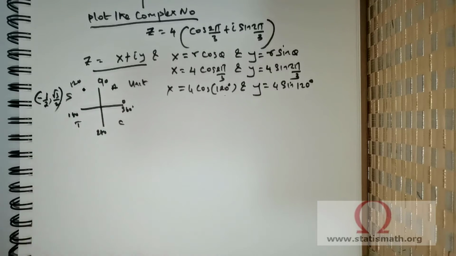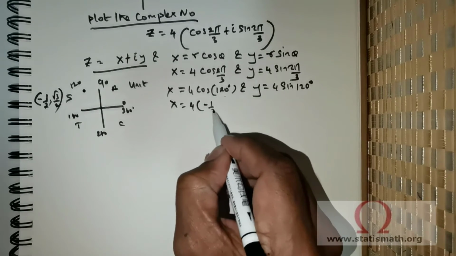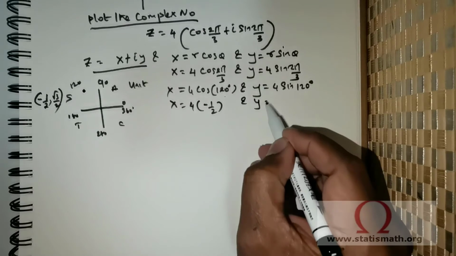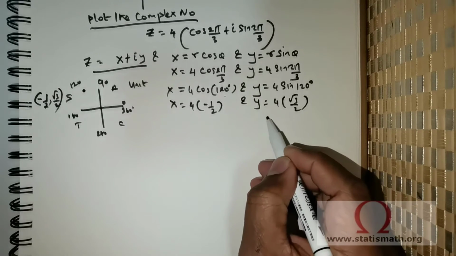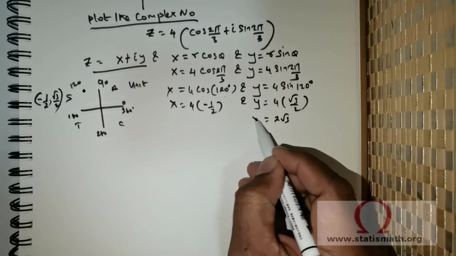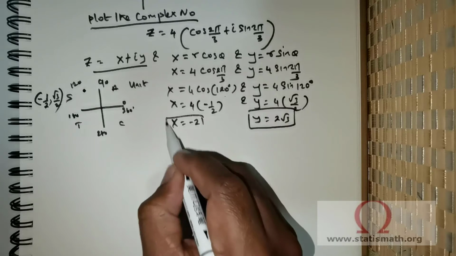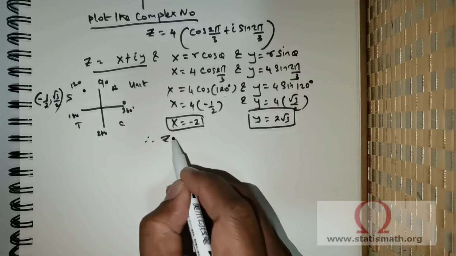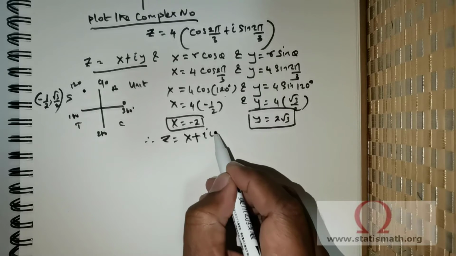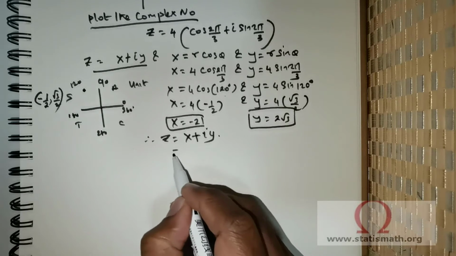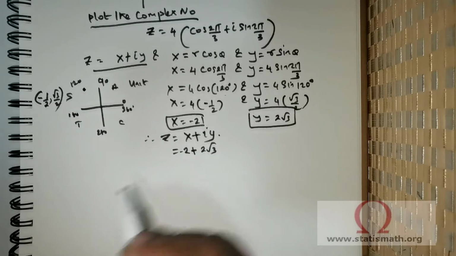over 2 for sine. So x is going to be 4 times negative 1 over 2 and y is going to be 4 times positive root 3 over 2. So this would give me 2 times root 3 for y, and this would give me negative 2. So therefore the required complex number, which is assumed to be x plus iy, is now going to be negative 2 plus 2 times root 3 i.